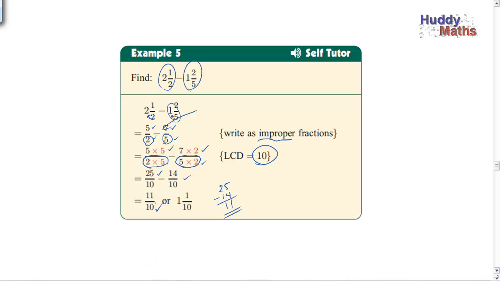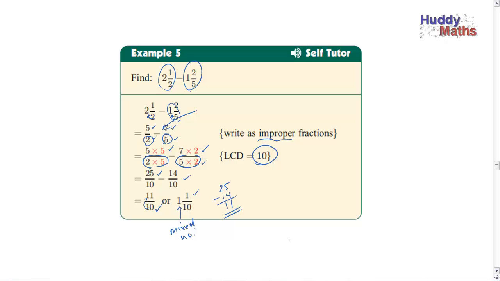So if you look at 11 over 10, 10 goes into 11 once. 1 times 10 is 10, and 1 over. So you've got 1 and 1/10 as a mixed number. In this situation, we do usually consider the mixed number form as the simplest form for an improper fraction.